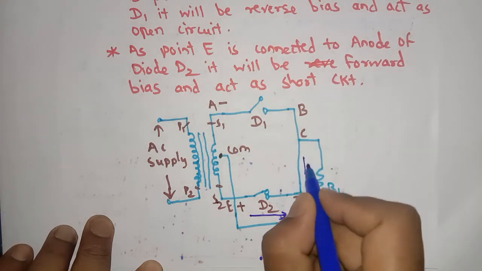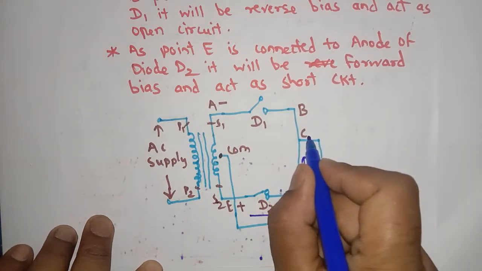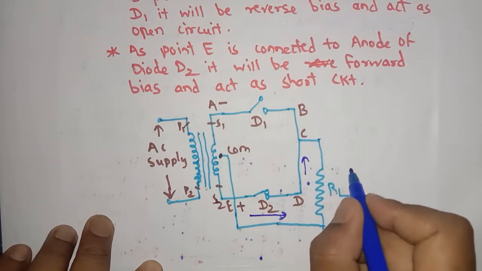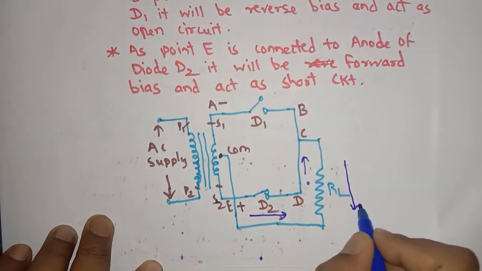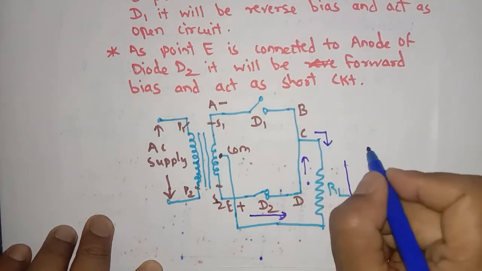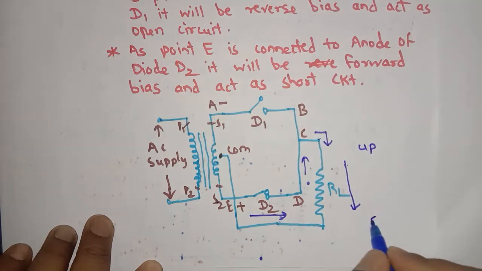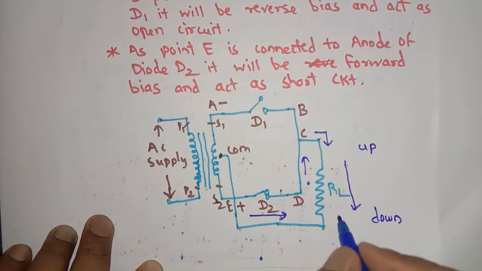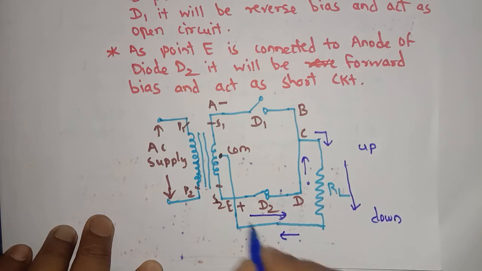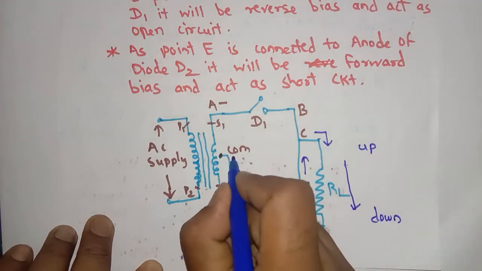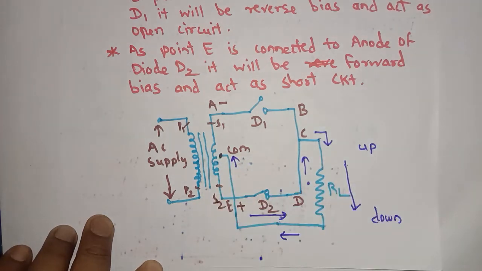then towards the C terminal, then from C terminal it will go through RL. Again you can see the direction of current, it is from up towards the down direction through the load resistance RL. Again it will go to the common terminal. In this way circuit is being completed. Now we will see the waveforms.